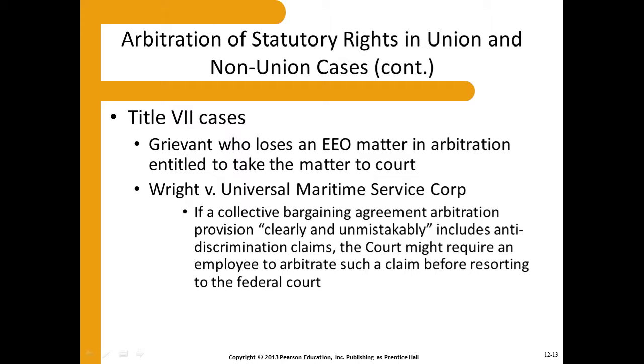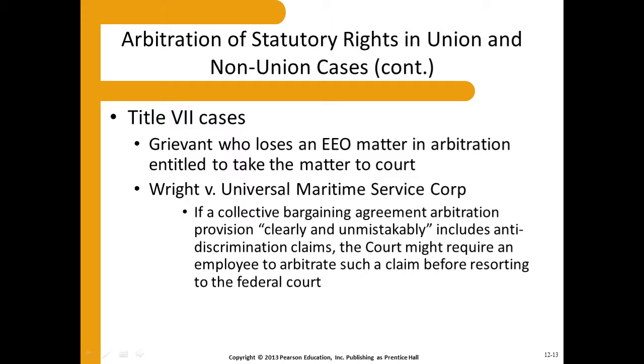And so, as you may recall, Title VII prohibits discrimination under various protected classes, gender, race, right? And in this case, we're talking about the grievant who loses an EEO matter in arbitration being entitled to take the matter to court. And this becomes apparent in the Wright versus Universal Maritime Service Corporation decision.